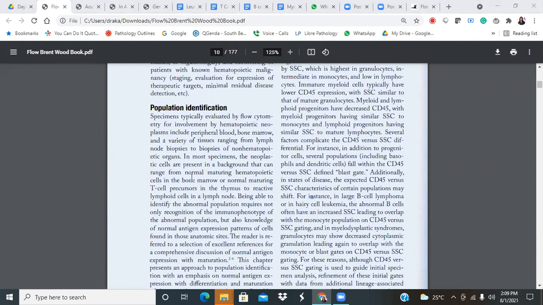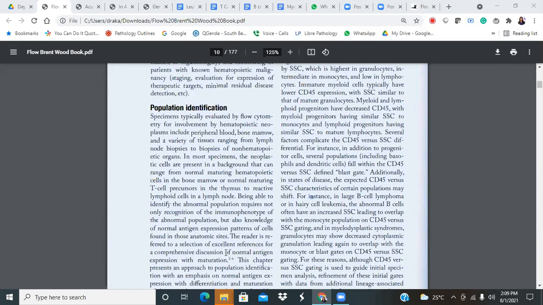In most specimens, the neoplastic cells are present in the background that can range from normal maturing hematopoietic cells in the bone marrow to normal maturing T-cell precursors in the thymus to reactive lymphoid cells in the lymph node. Being able to identify the abnormal population requires not only recognition of the immunophenotype of the abnormal population, but also knowledge of the normal antigen patterns. So that's what we have been doing till now. We have been reading the normal antigen patterns in detail so that we can know what the abnormal looks like. The reader is referred to the selection of excellent references, okay, we already read that.